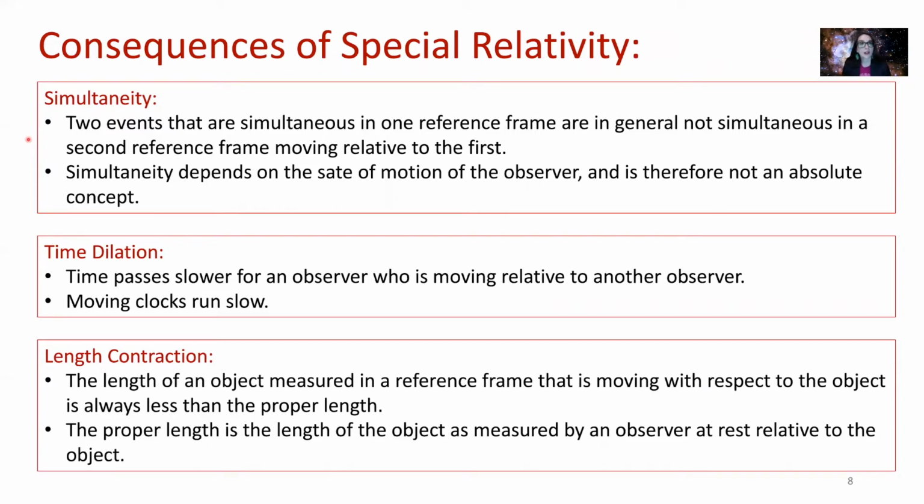Two events that are simultaneous in one reference frame are in general not simultaneous in a second reference frame moving relative to the first. So there's no guarantee that something that happens in my reference frame happens at the same time as it happens in your reference frame. Simultaneity depends on the state of motion of the observer and is therefore not an absolute concept. That's a little bit weird.